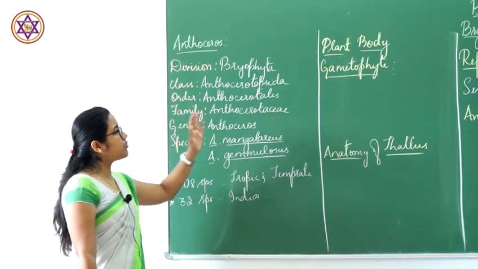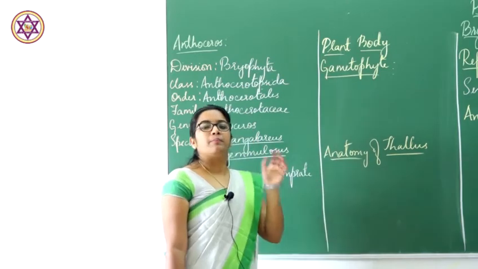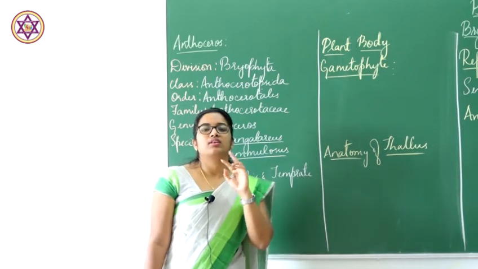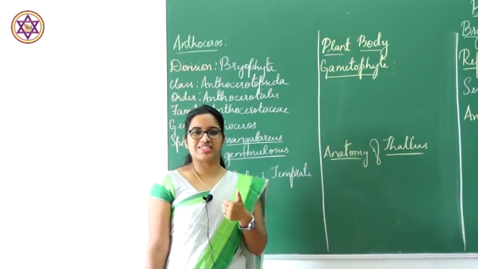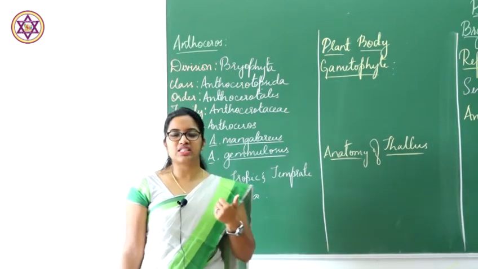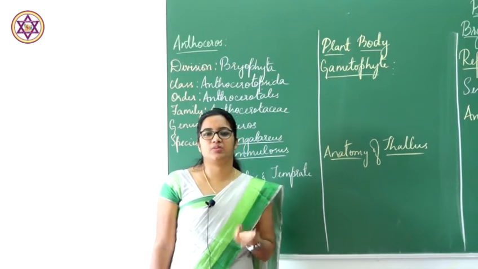Now, talking about the plant body, the particular plant, that is the Anthoceros, consists of two phases. First one is gametophytic and the other one is sporophytic. The gametophytic consists of haploid chromosomes and the sporophytic is diploid in number.